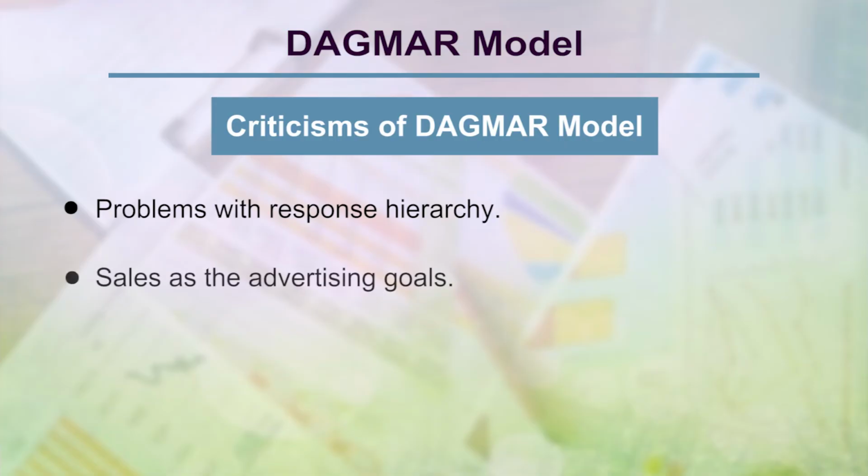Second one, sales as the advertising goal. Many believe sales is not the only relevant measure for advertising objectives. Maybe because the advertiser cannot relate the additional sales to the additional advertisement. Sales may be the result of many simultaneous factors, not only the result of the advertisement. So sales may happen because of many factors other than the advertisement.